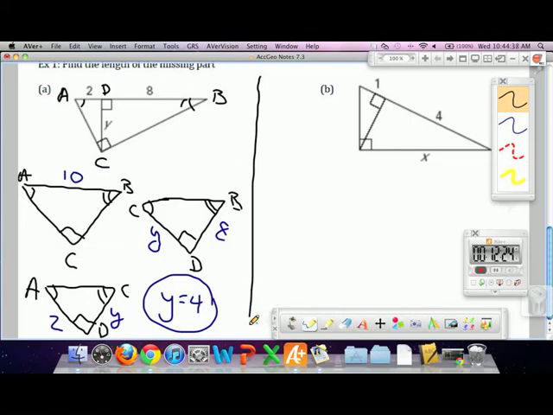Let's do the same kind of game here with redrawing. But in order to do the redrawing efficiently, let's label this triangle.